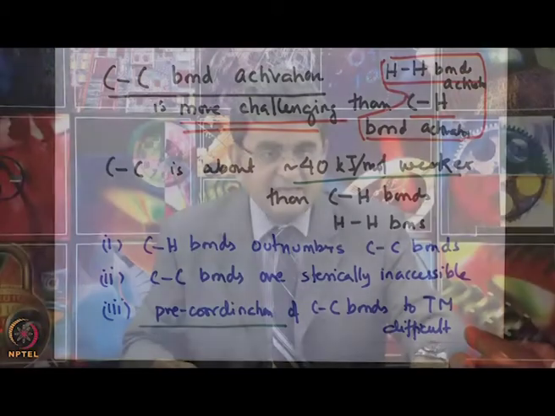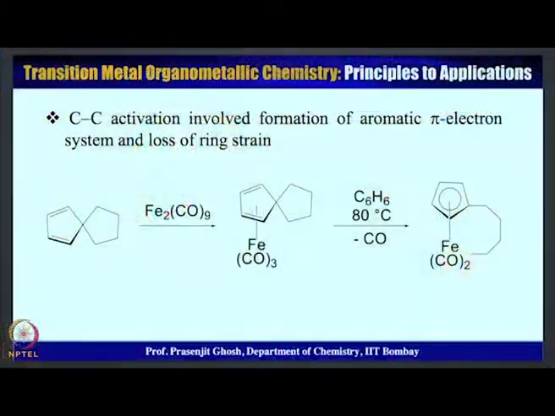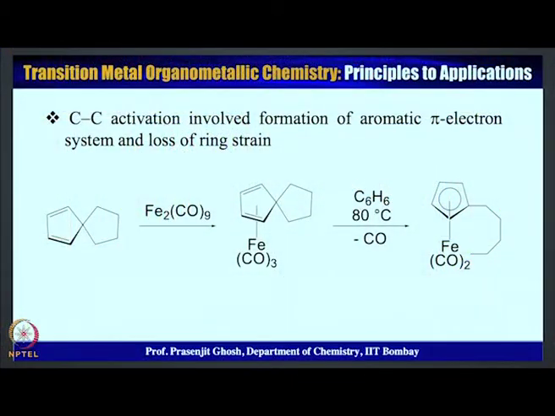Now, with this in mind, there are but few examples of CC bond activations, and we are going to take a look at some of these examples and try to understand how, despite all of these hurdles, the CC bond activation has taken place and how these hurdles have been overcome and the desired CC bond activation products were obtained. So, what has been done is that sometimes removal of ring strain or stabilization due to aromatization has been successfully used for performing CC bond activation.